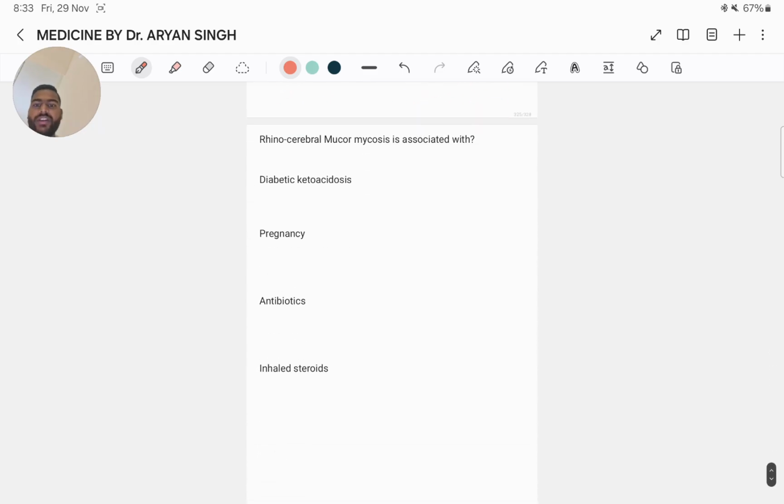Next question. Rhinocerebral mucormycosis is associated with diabetic ketoacidosis, pregnancy, antibiotics, or inhaled steroid. Best answer is diabetic ketoacidosis because rhinocerebral mucormycosis is also known as zygomycosis. Mucormycosis is a serious fungal infection caused by various species of fungi belonging to the order Mucorales.